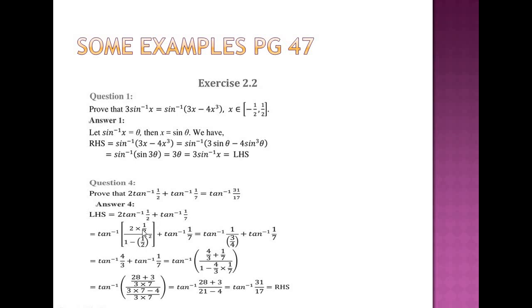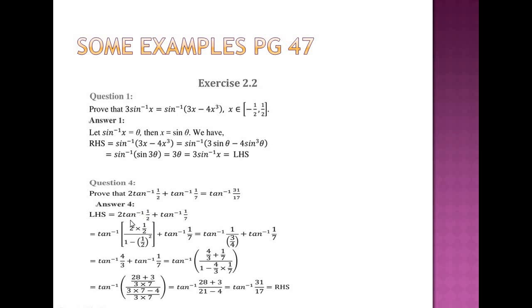2 tan inverse of x is nothing but tan inverse of 2x upon 1 minus x square. What is your x over here? I am taking x as half. And I am not doing anything with this tan inverse of 1 by 7. It is as it is. Only I am converting 2 tan inverse of x in terms of tan inverse of.